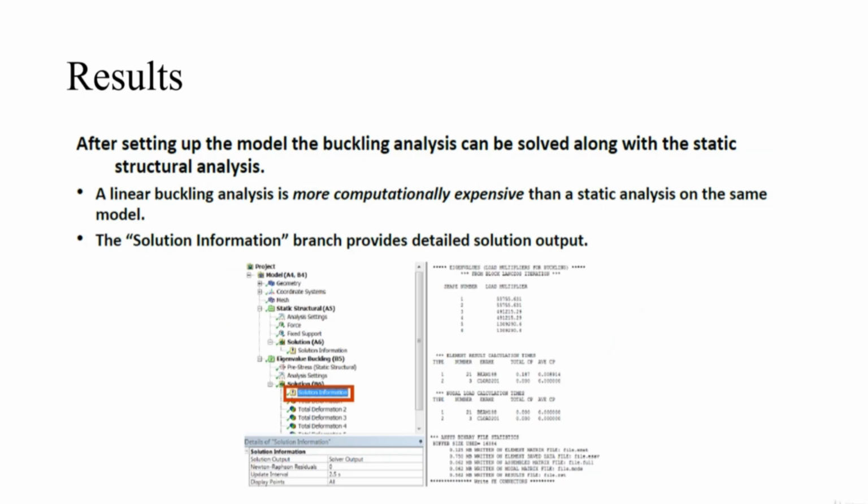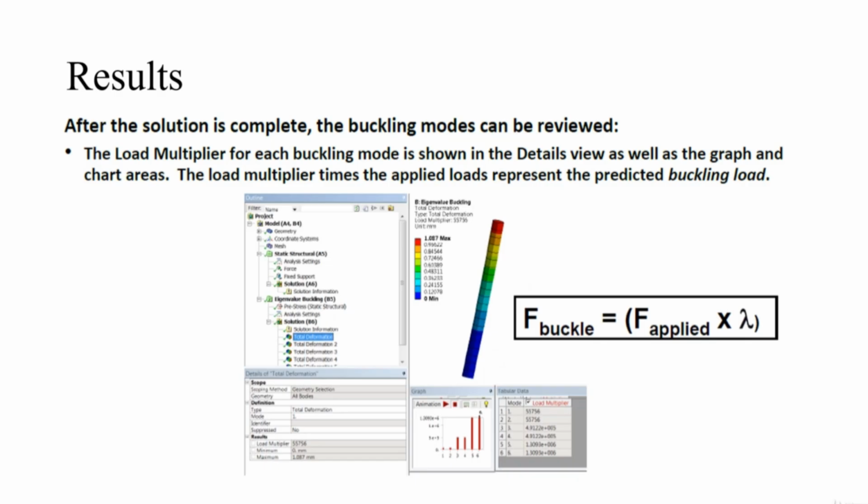So coming to the results, if we are going to perform a linear buckling analysis, it is going to take more time and more computation resources when compared to the static analysis for the same model. Once you go to the solution information branch, you are going to have all the details of this particular solution. Then once the solution is completed, we can view the buckling modes.